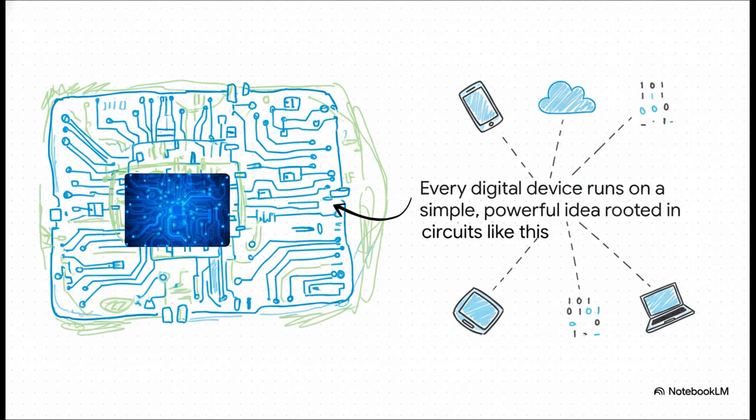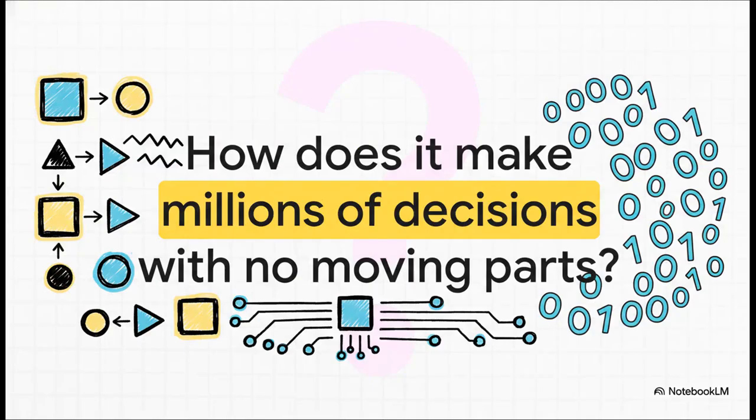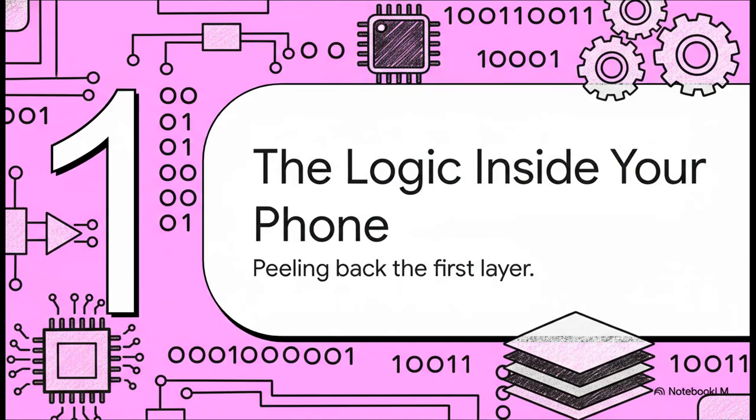And you know what? Every single gadget we own, from the phone you might be watching this on to massive supercomputers, is built on something just like this. But here's the crazy part. There are no moving parts, nothing. So how does it think? How does this completely still, silent thing make millions of decisions every single second? That's the real mystery we're going to unpack. Okay, let's get into it.